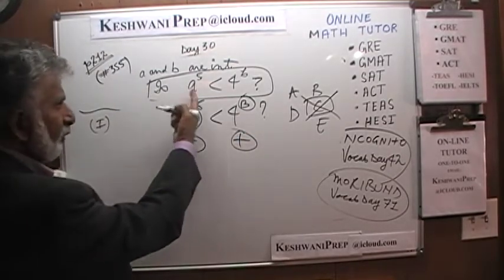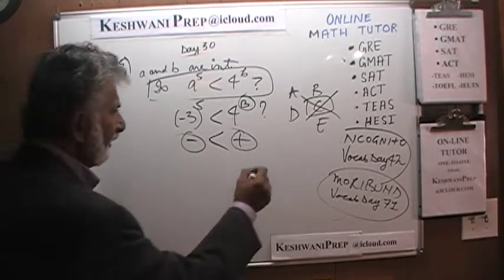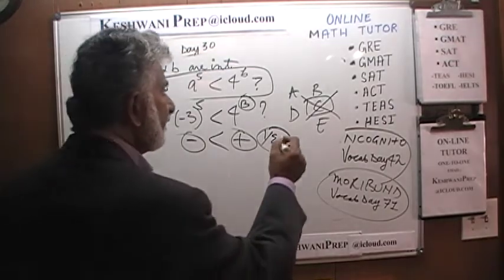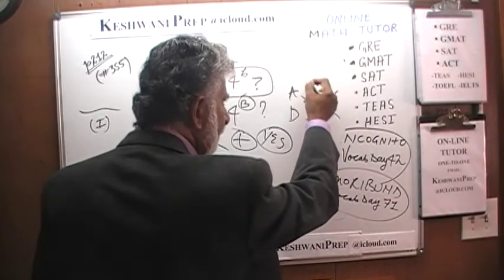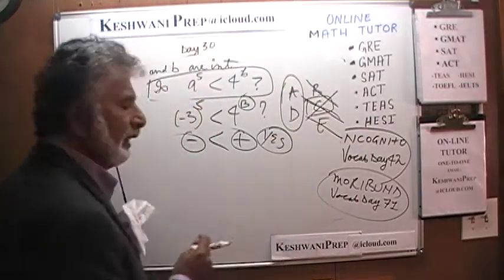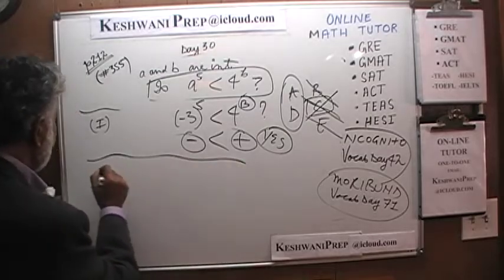So can we answer this question now? Is this quantity less than that? Of course it is. The answer is yes. We are able to answer the question, and therefore the first statement by itself does the job. The answer cannot be B, C, or E. It would have to be either A or D, depending on what they tell us in the second statement. Let's look at the second statement.